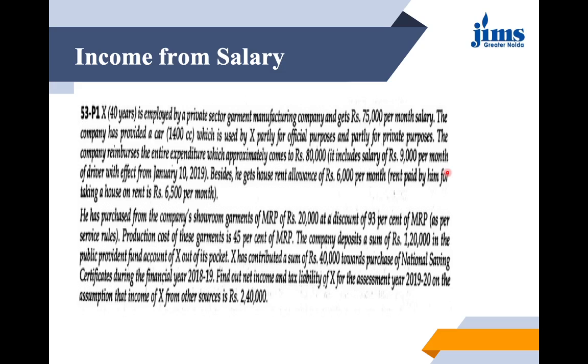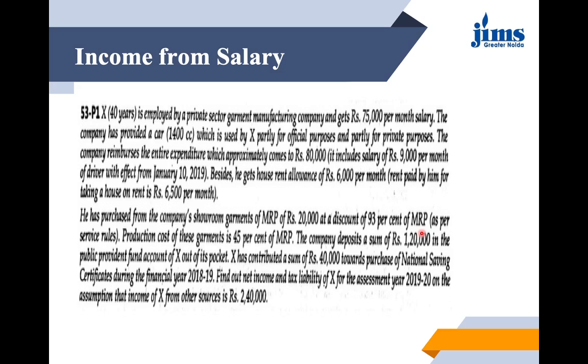Besides this, he is getting house rent allowance of rupees 6,000 per month. The rent paid by him for taking a house on rent is 6,500 per month. Then further, he has purchased from the company's showroom some garments of MRP rupees 20,000 at a discount of 93% of MRP, as per the service rules. The production cost of these garments is 45% of MRP. The company deposits a sum of rupees 1,20,000 in the public provident fund account of X out of its pocket.